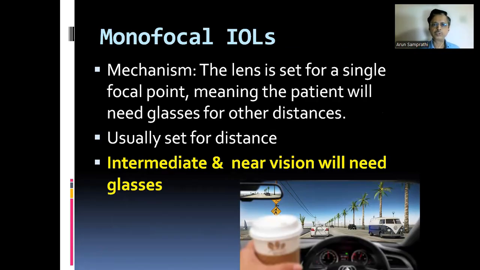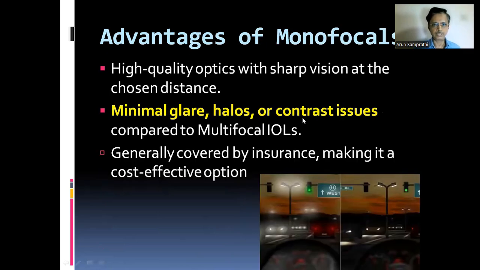So the monofocal lens is the most commonly used lens. Most of the patients prefer to go for this. Here the lens is set for a single focal point. Usually we set it for the distance, and the patient will need glasses for intermediate vision and near vision. So for reading, mobile, computers, or all these activities, you need glasses. But for driving or going outside, you will probably not need any glasses.